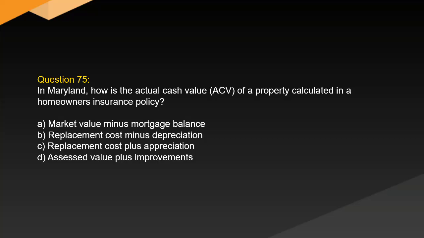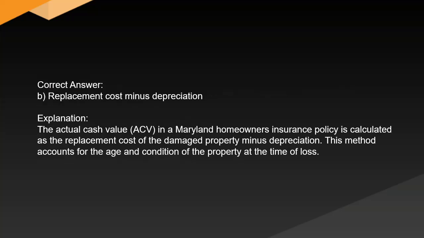Question 75. In Maryland, how is the actual cash value of a property calculated in a homeowner's insurance policy? A, market value minus mortgage balance. B, replacement cost minus depreciation. C, replacement cost plus appreciation. D, assessed value plus improvements. Correct answer: B, replacement cost minus depreciation. Explanation: The actual cash value, ACV, in a Maryland homeowner's insurance policy is calculated as the replacement cost of the damaged property minus depreciation. This method accounts for the age and condition of the property at the time of loss.